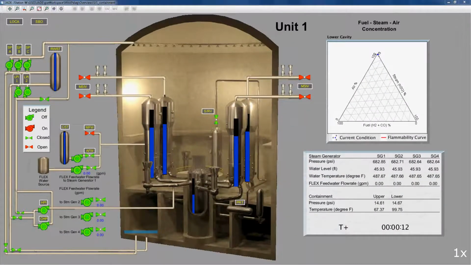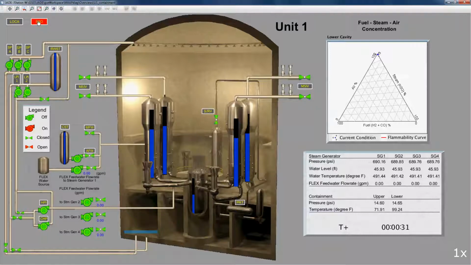The demonstration scenario is a station blackout on both reactor units, and it is initiated by clicking the SBO button near the top of the graphic. Due to the station blackout, the operating crew will be directed to the loss of all AC power emergency operating procedure and will not transition to the loss of heat sink procedure.